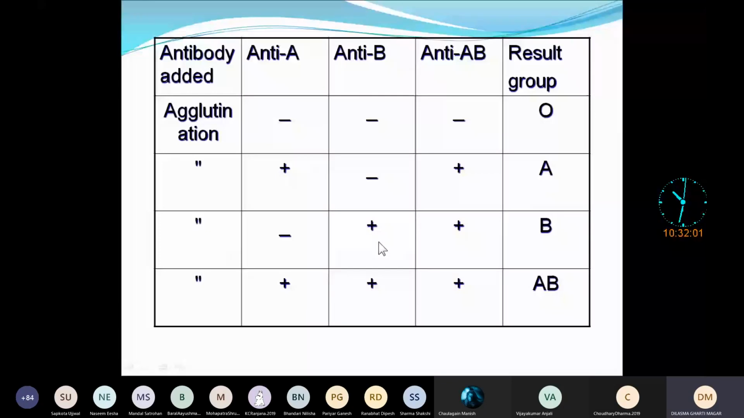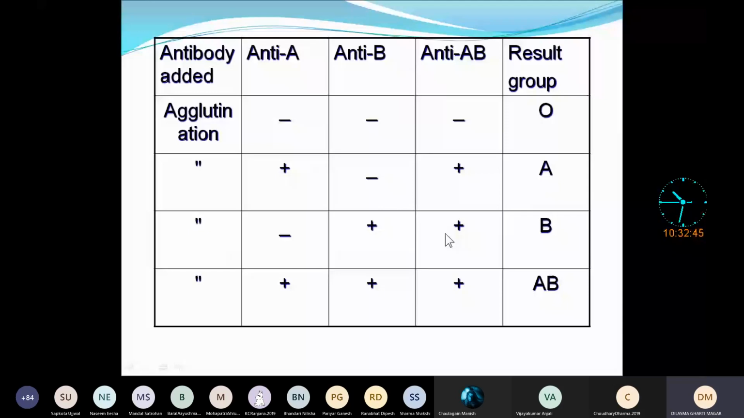So now I'll repeat once again. In case of the blood group O, there will be no agglutination with anti-A, anti-B, or anti-AB. So it becomes the blood group O. In case of the blood group A, there is agglutination with anti-A, no agglutination with anti-B, and agglutination with anti-AB. So it becomes the blood group A. In the third line, there is no agglutination where the anti-sera A is added, but there is agglutination where anti-B and anti-AB are added. That's why the blood group becomes B.